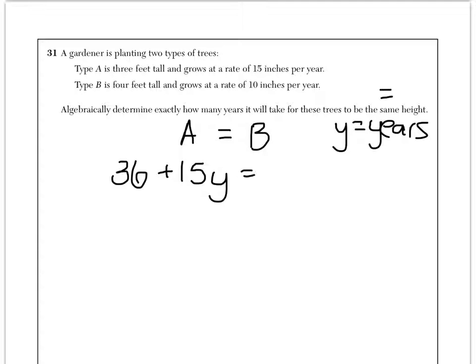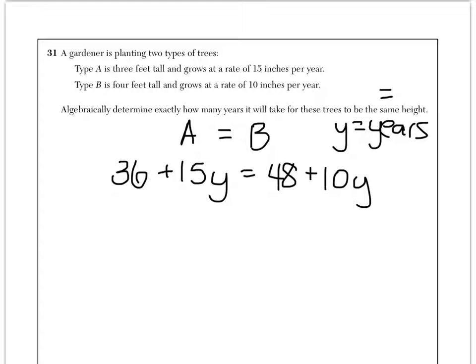And that equals, type B is 4 feet tall. Well, 4 feet in terms of inches is 4 times 12. So 4 times 12 is 48. This one starts off a little bigger and grows at a slower rate of 10 inches per year. So now I have an equation. A equals B. Type A equals type B, and I need to figure out what Y is.